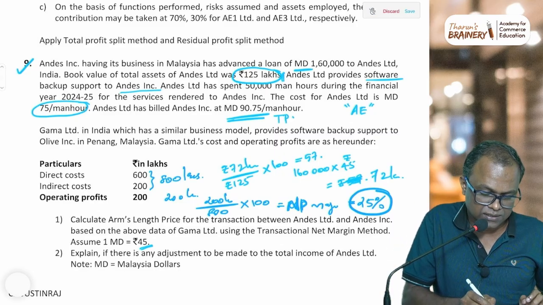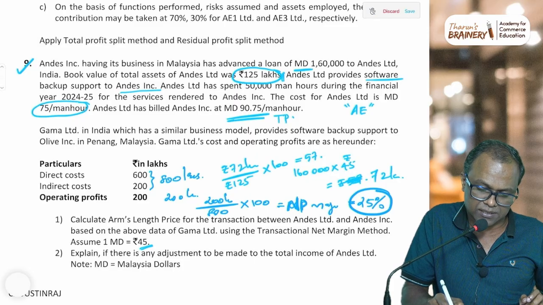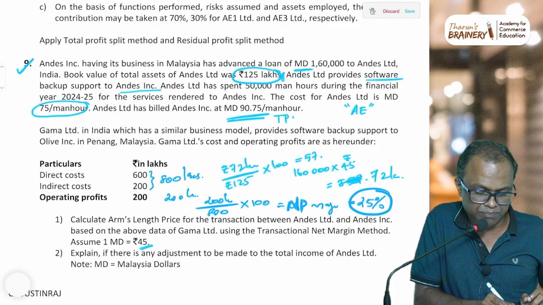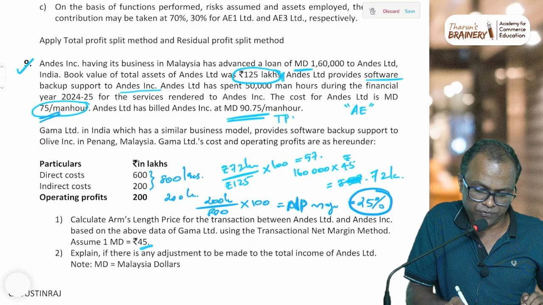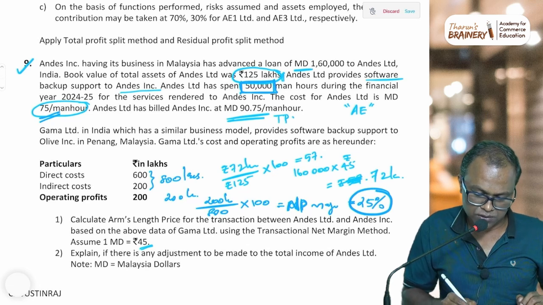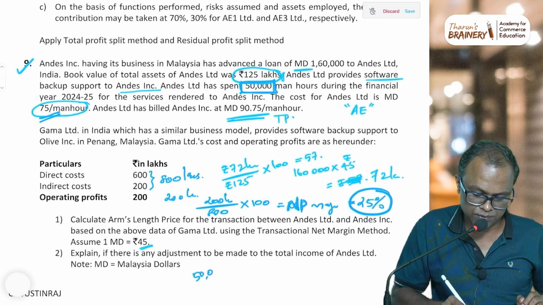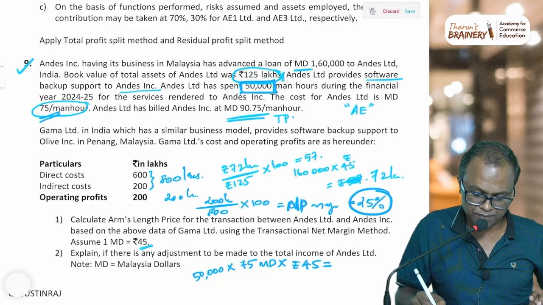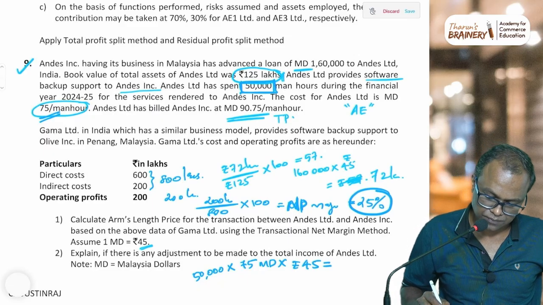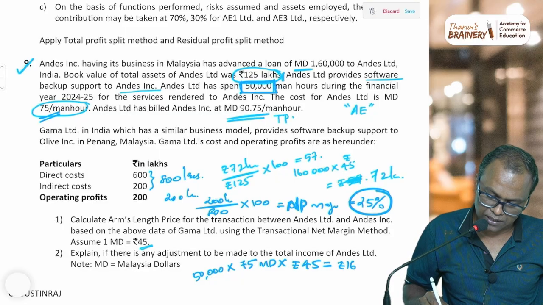The actual cost for this Indian company Andes Limited is 75 per man hour. What is the total time spent? 50,000 man hours. So what is the cost? The cost is 50,000 man hours into 75 Malaysian dollars into rupees 45. We will get the cost in INR. What's the total cost in INR? Rupees 16 lakh.